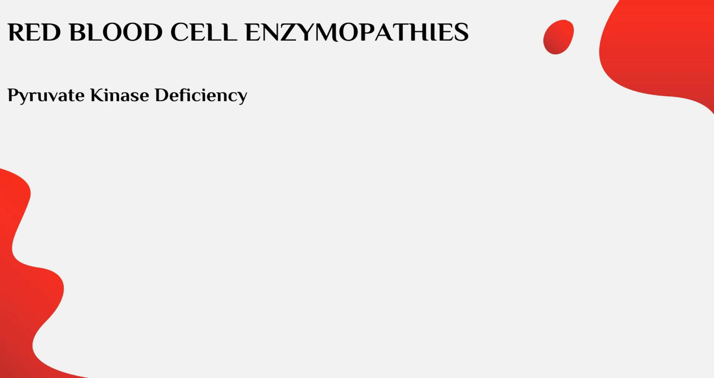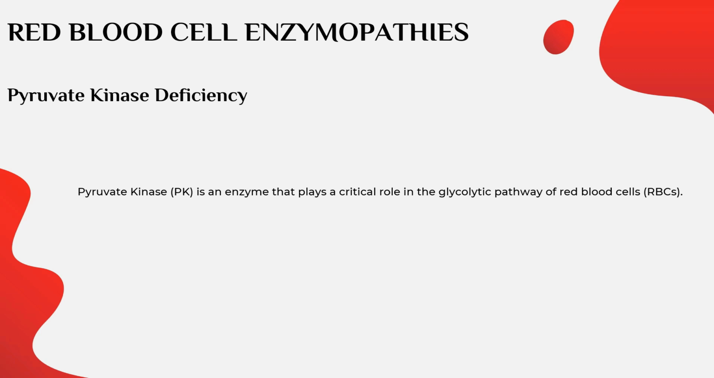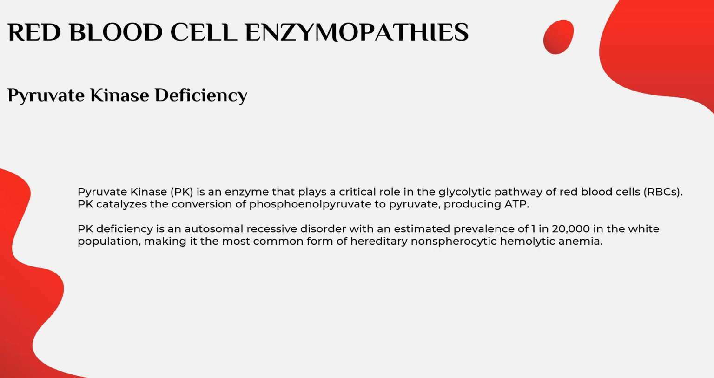Pyruvate kinase deficiency. Pyruvate kinase, PK, is an enzyme that plays a critical role in the glycolytic pathway of red blood cells. PK catalyzes the conversion of phosphoenolpyruvate to pyruvate, producing ATP. PK deficiency is an autosomal recessive disorder with an estimated prevalence of 1 in 20,000 in the white population, making it the most common form of hereditary nonspherocytic hemolytic anemia.